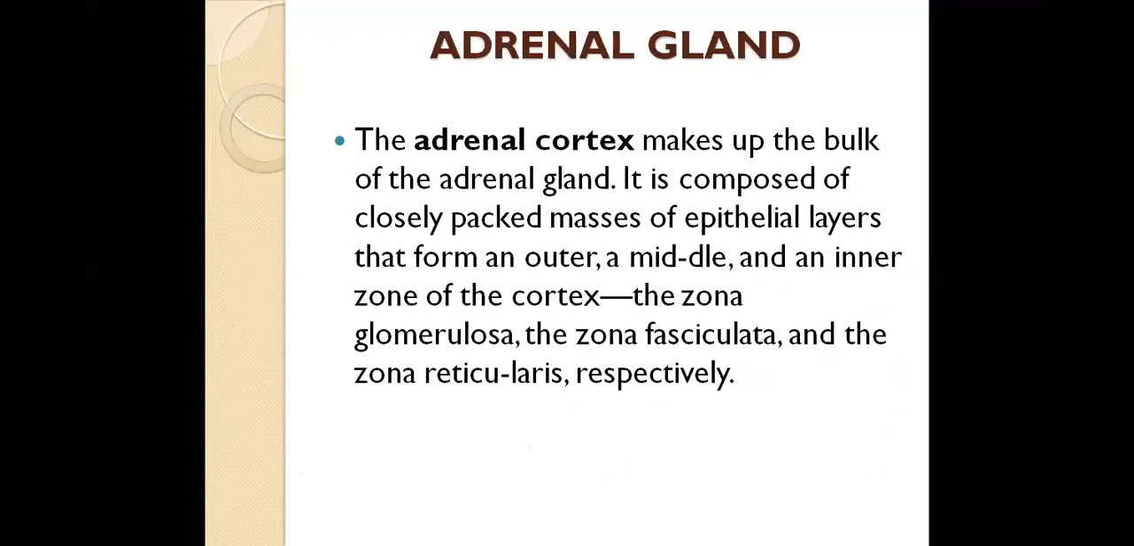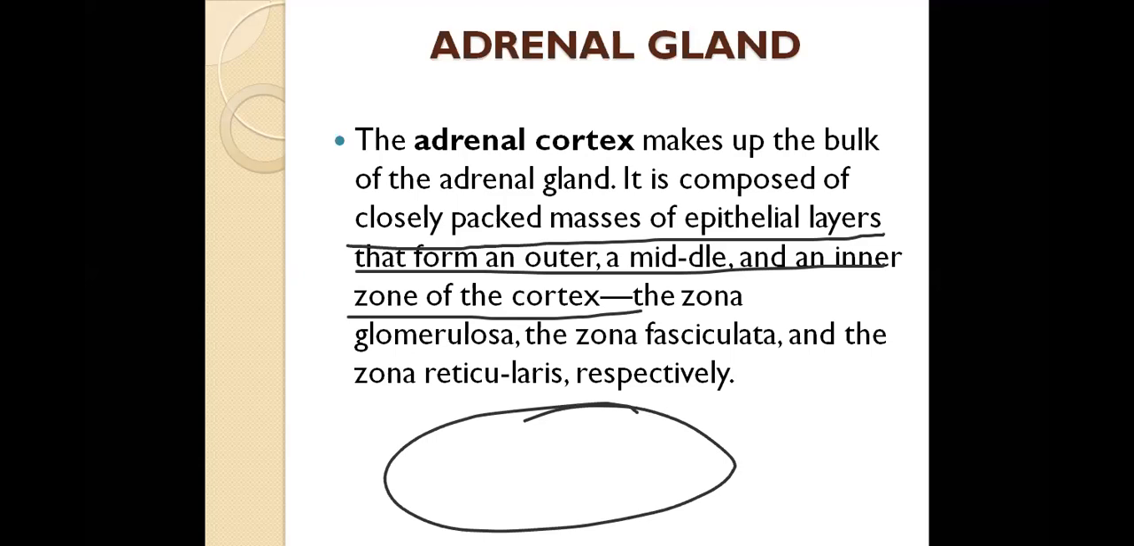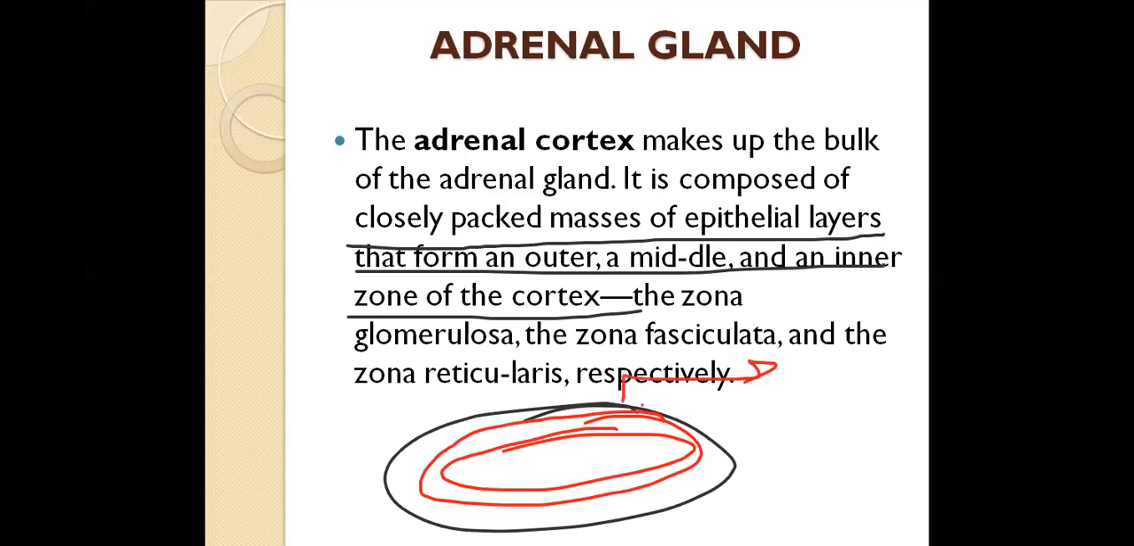Now, let's continue. The adrenal cortex makes up the bulk of the adrenal gland. It is composed of closely packed masses of epithelial layers that form an outer, a middle, and an inner zone of the cortex: zona glomerulosa, zona fasciculata, and zona reticularis. There are three layers actually. This is also a sequence question you need to remember, in order from outside to inside.